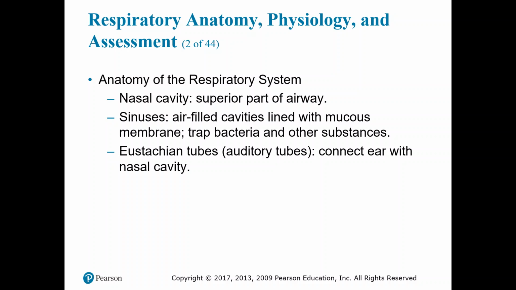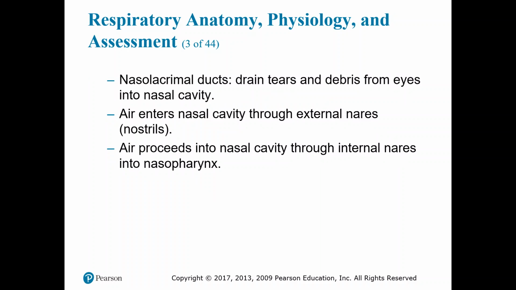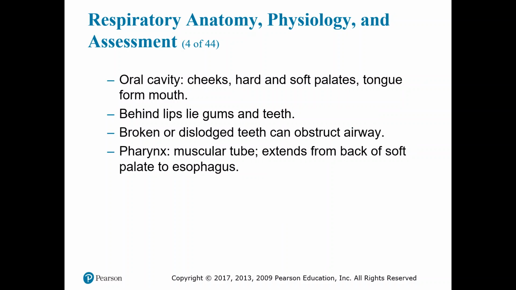So we just went over the anatomy of the nasal cavity, the sinuses, the eustachian tubes, and the nasolacrimal ducts. We've described how air enters the nasal cavity through the nares and proceeds into the nasopharynx. Now, as we move into the oral cavity, the cheeks, the hard and soft palates, and the tongue form the mouth or oral cavity. The lips that surround the mouth's opening are fleshy folds of skin.